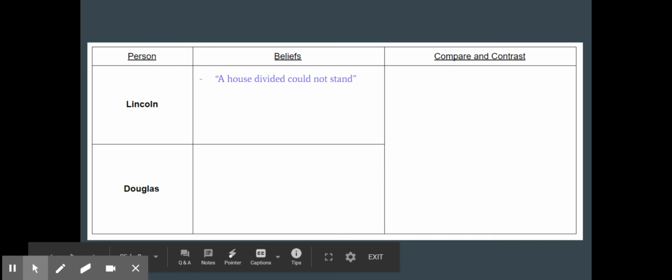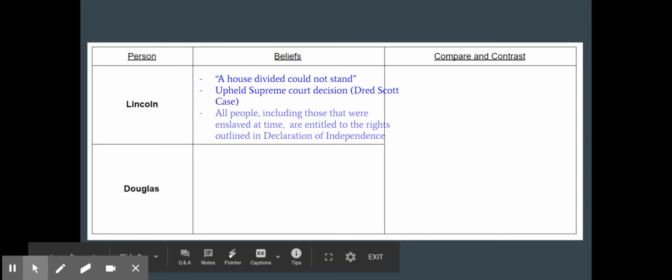So I'm going to go ahead and put that in our graphic organizer. Again, we're just putting all of that there. That's what Lincoln was believing in. That's what Lincoln was advocating for during these debates.